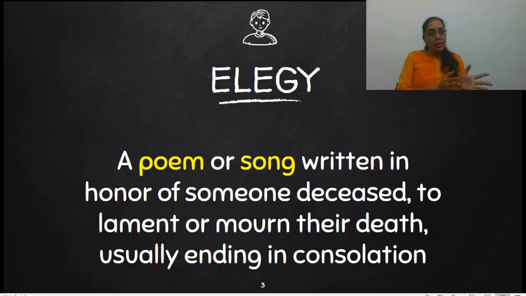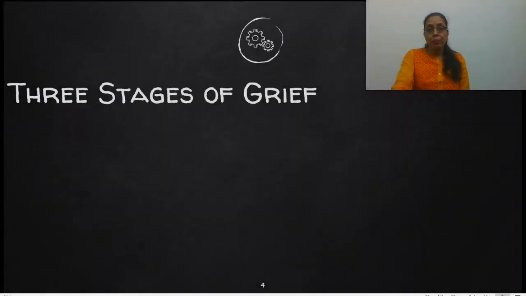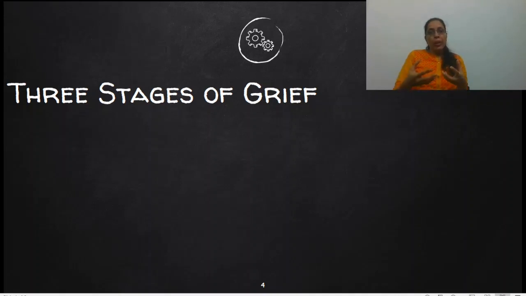So that meter thing is left behind now, and we focus on theme when we refer to any poem as an elegy. So any poem which is written at somebody's death is known by the name of elegy. Now there are three stages of grief that are expressed in an elegy. So this is how the development of emotion is portrayed in an elegy.